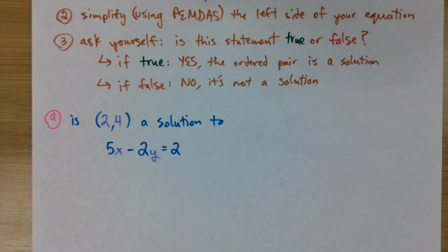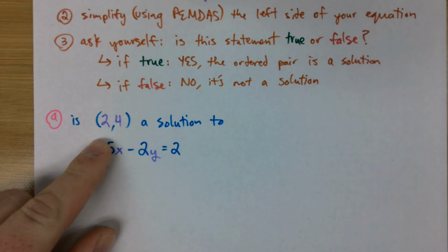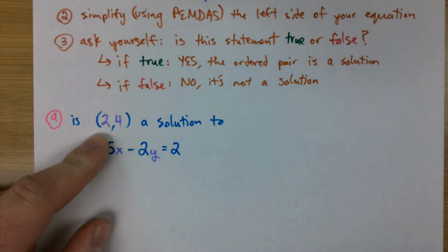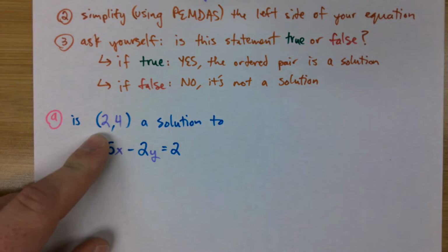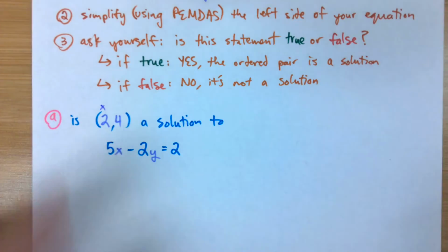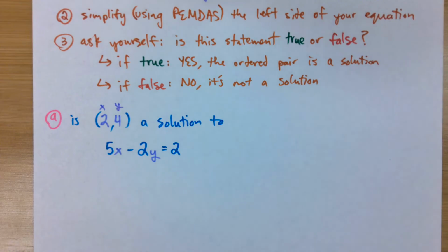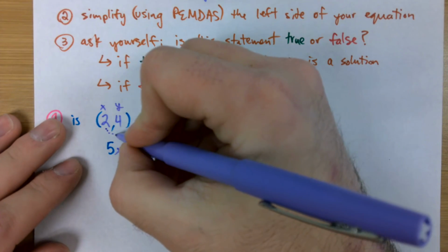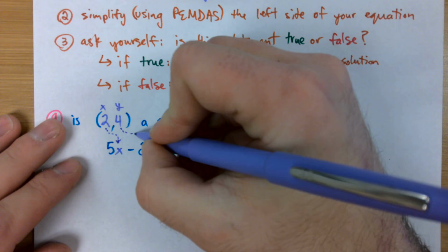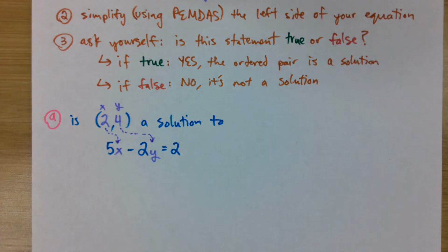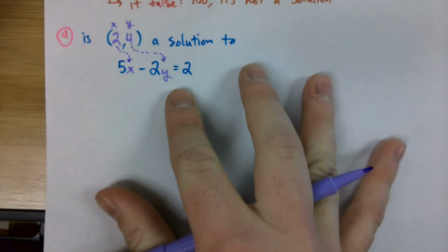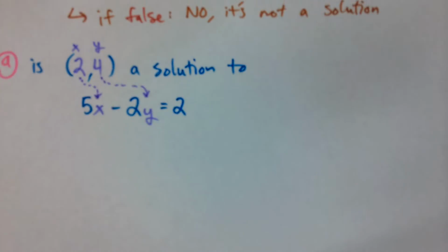Azalea, what's our first step? That's right. We're going to plug in x for x and y for y. In 2 comma 4, which one is our x value? 2. Everyone's saying 2. I agree with that. 2 is our x value, and that makes 4 our what value? Y value, right? So we're going to plug 2 in for x, and we're going to plug 4 in for y, just like that. I'll zoom in a little bit so you can see better.